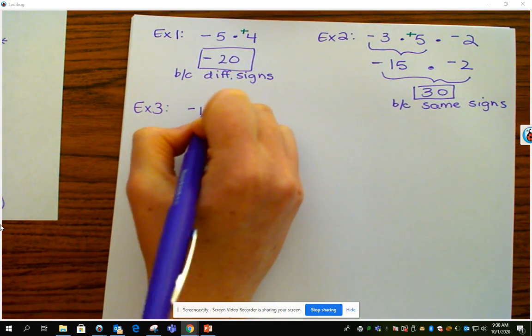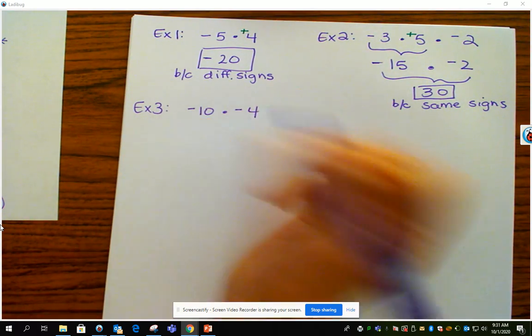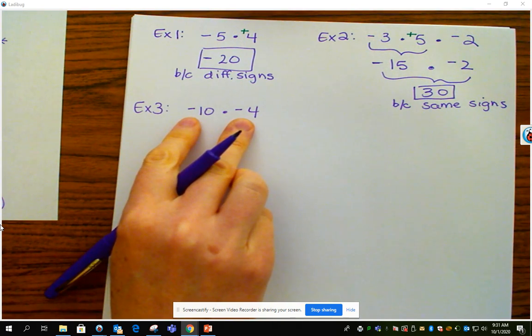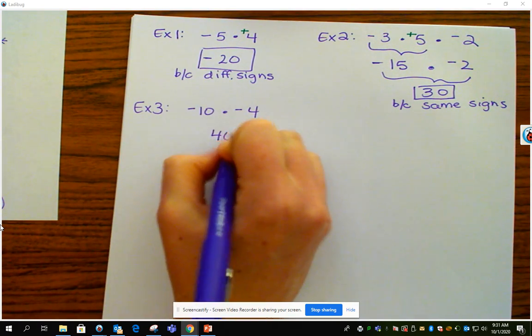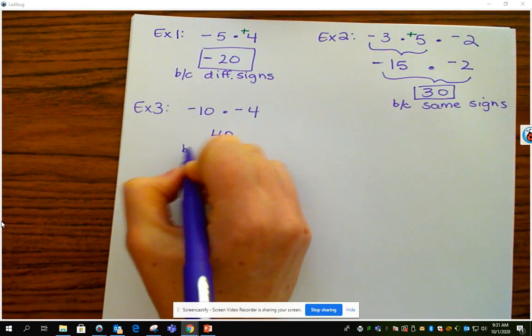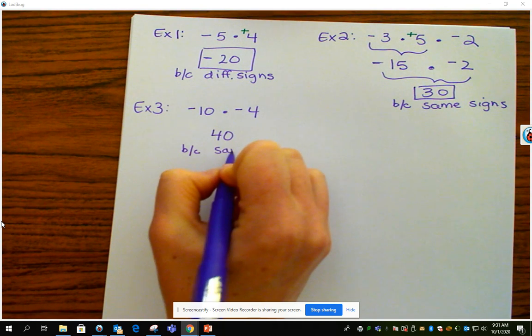Okay, let's try example 3. I've got negative 10 times negative 4. So here they're the same sign. So I'm just going to multiply. 10 times 4 is 40. And same sign is positive. So it's positive 40 because same signs.